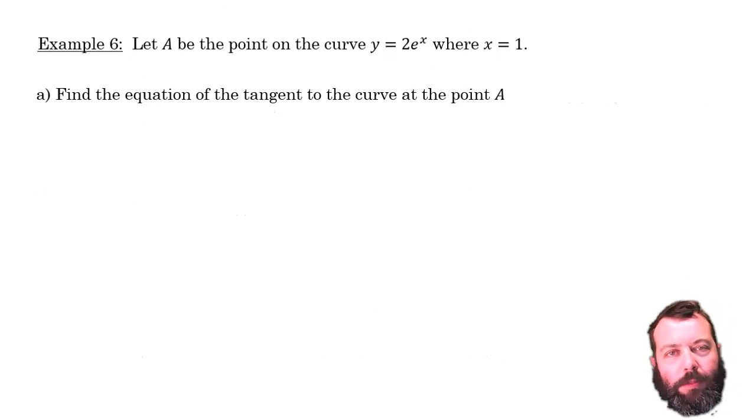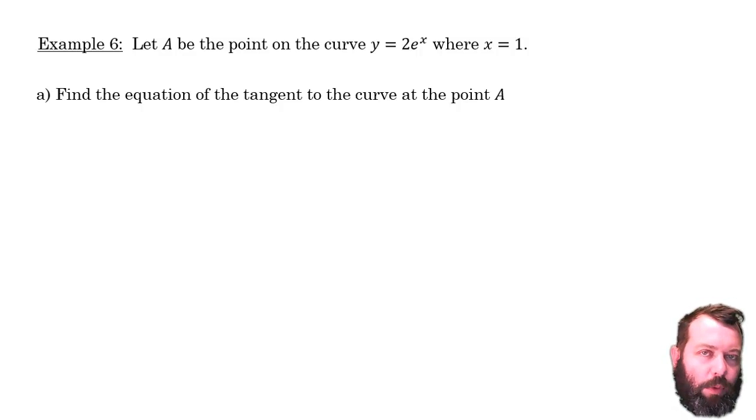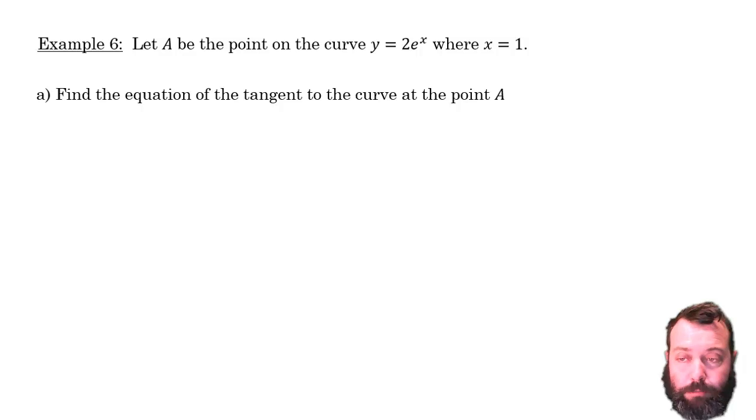The second example is a bit more complicated. It's quite a lot more complicated. So I've got a curve, y equals 2e to the power of x. That's an exponential. And there's a point A on that curve, which occurs when x equals 1. We don't know what y is, but we could find it. First of all, we're asked to find the equation of a tangent to that curve at that point A.